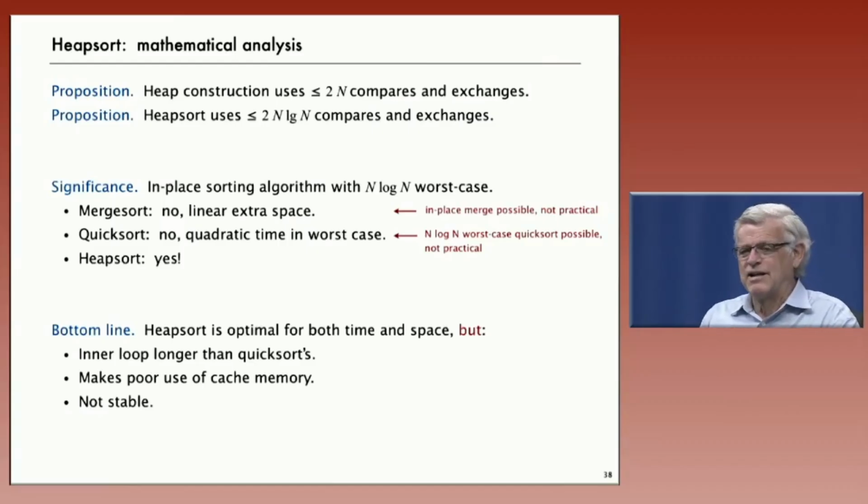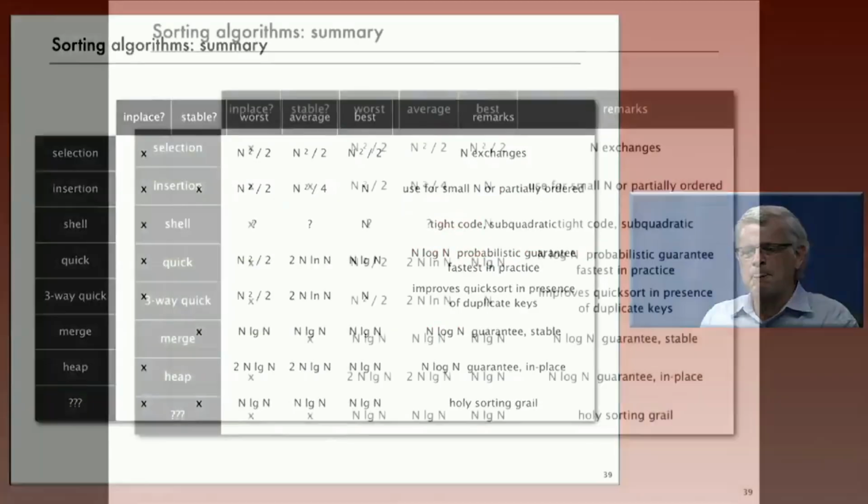And the other thing is it's not stable. Sometimes people choose to use merge sort in practice because of the stability, but heapsort's not stable for the usual reason that it does long distance exchanges that might bring items that have equal keys back out of order.